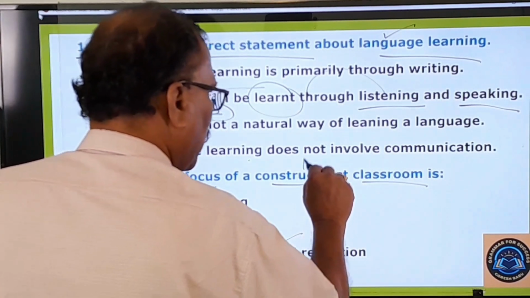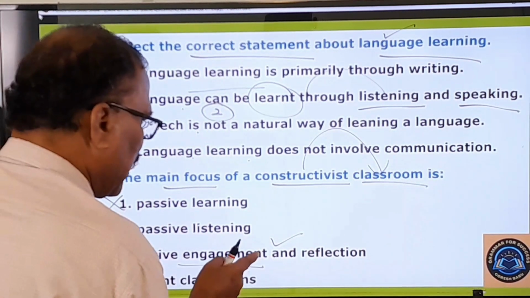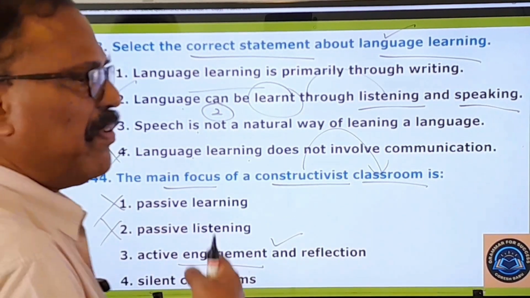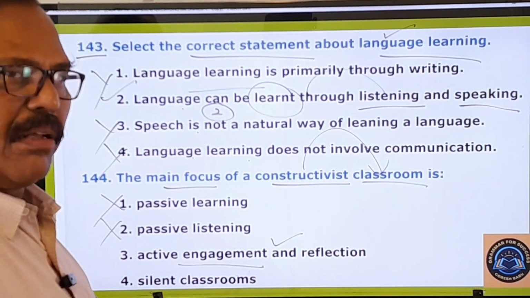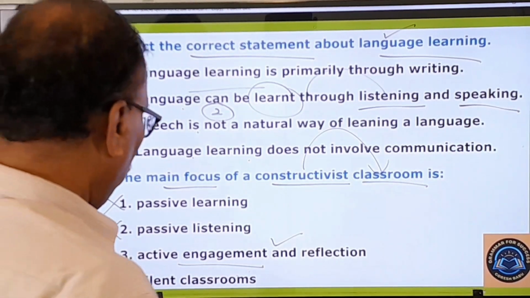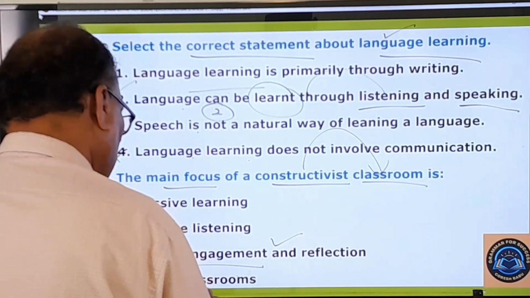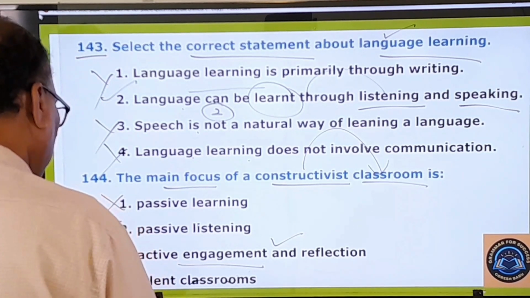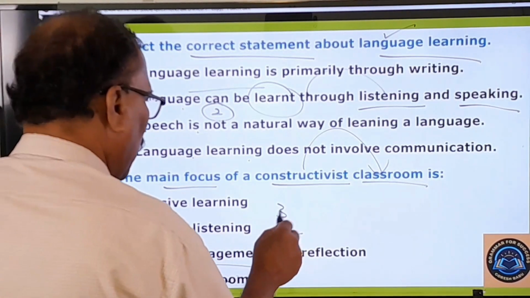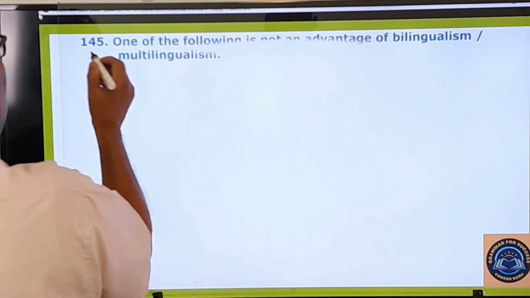In the constructivist classroom, there will be active engagement and reflection. The students will be very active and they reflect on the things they are learning. Okay, very carefully. So here, active engagement and reflection, these are the right ones. Silent classroom, no. So here the first one, second one, and fourth one are wrong. Only the third one is the right one. Now let's move on to other questions.